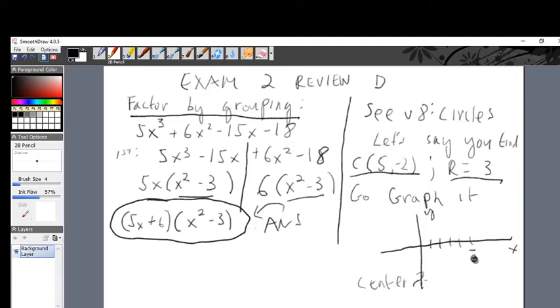Right there. And now, radius is equal to 3, so go 1, 2, 3 this way, 1, 2, 3 this way, 1, 2, 3 this way, and 1, 2, 3, all from the center. And connect them up. And you have graphed it. That's it. Problem over.